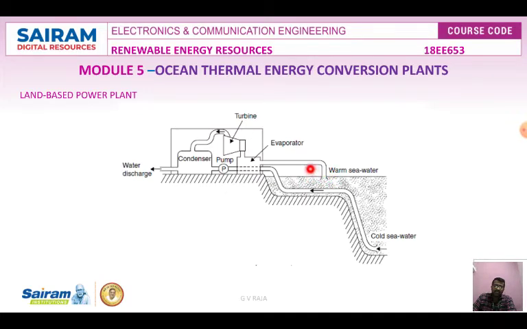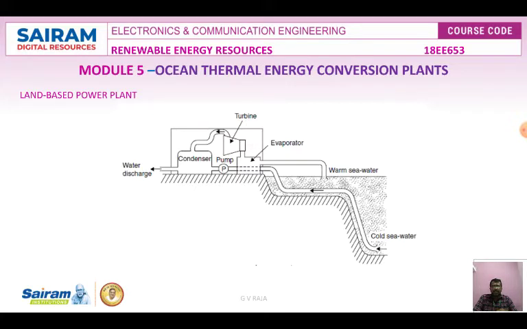The temperature difference between these two waters is used in the evaporator. The water present in the evaporator is converted into vapor, and the vapor is given to the turbine. The turbine rotates, and electricity is produced. Then the low-pressure vapor is given to the condenser, which converts the vapor into water, and that is given to the cold sea water. This is the land-based power plant.